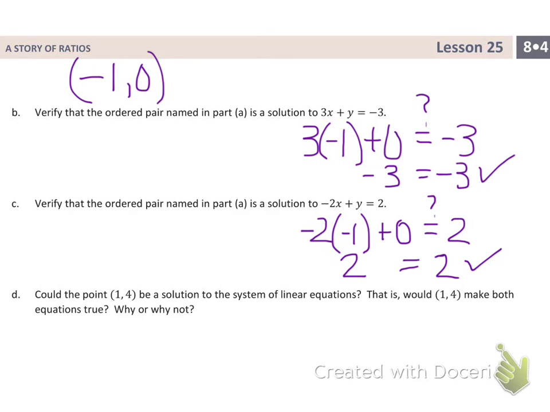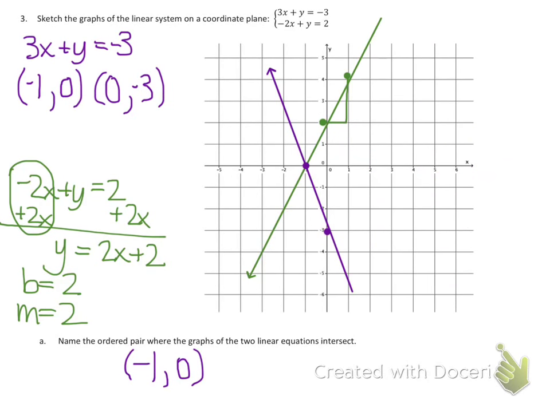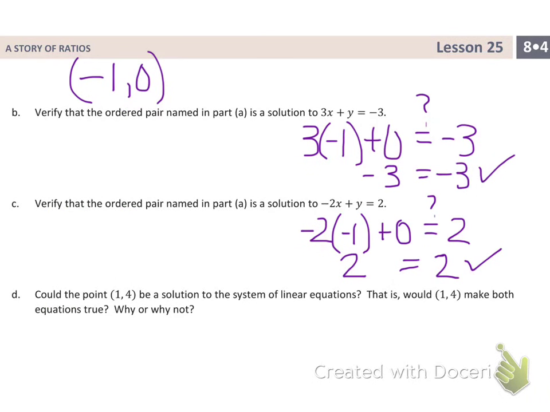Okay, now they're asking us again, could 1, 4 be a solution to the system of linear equations? Let's go back and look. The point 1, 4 is on the negative 2x plus y equals 2. It's on the green line right here, but it's not on the purple line. So therefore, it's not a solution to the 3x plus y equals negative 3. So it can't be a solution to the system for the reasons that we just stated.